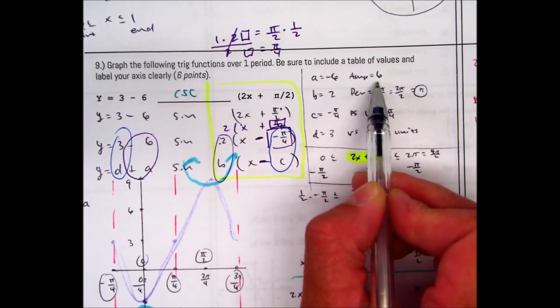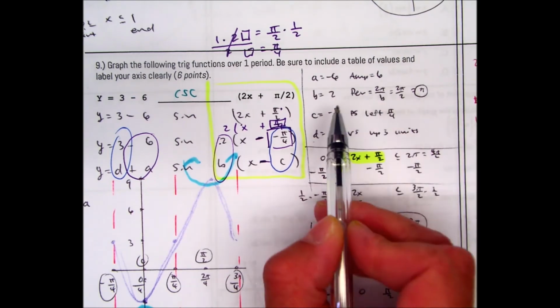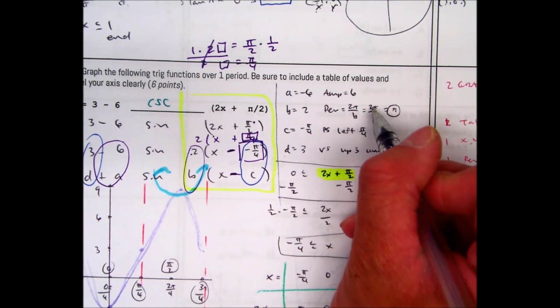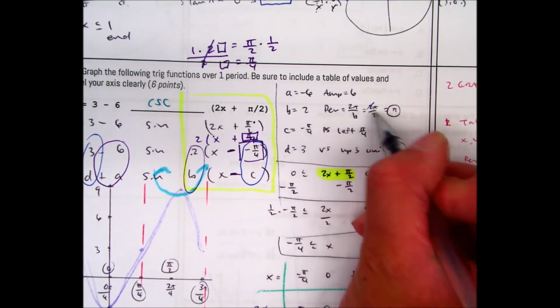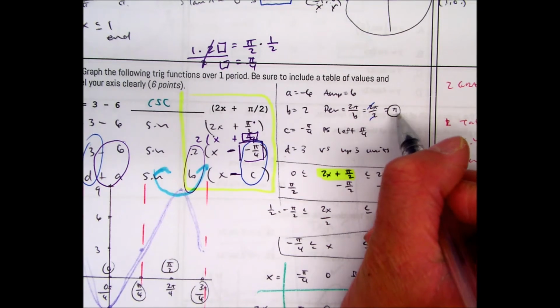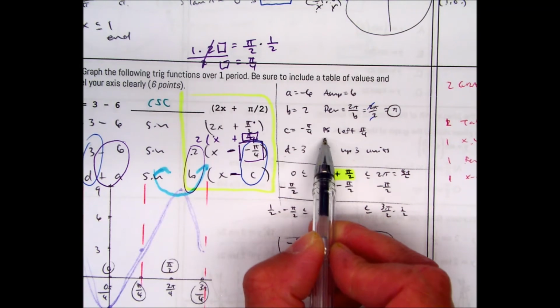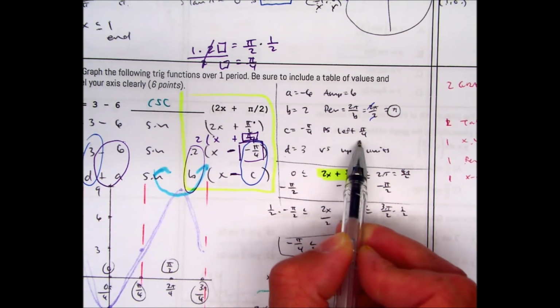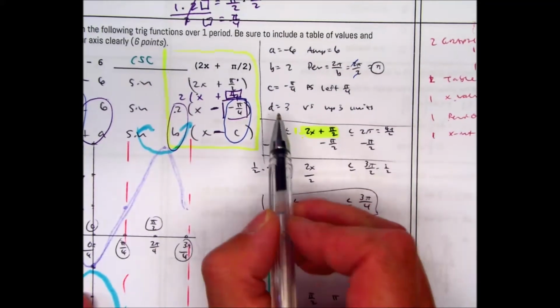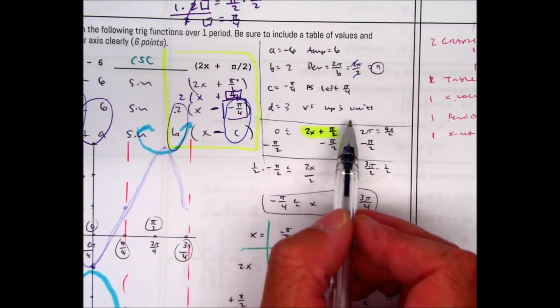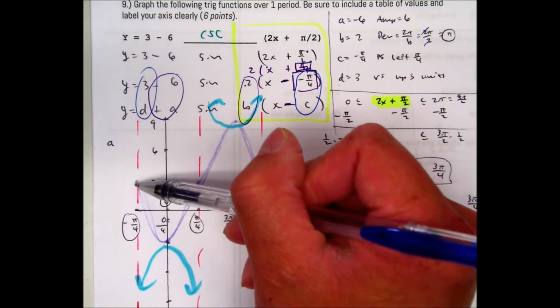I have an amplitude of 6 for sine. My period here is 2 pi over b. 2 pi divided by 2 equals pi is my period, its length. Negative pi over 4 basically means we have a phase shift left pi over 4. You can see that in my final product. It's pushed off here, negative pi over 4. My d value is 3, which basically means we have a vertical shift. We're going to push up the graph 3 units. Notice how this is not sitting at 0.